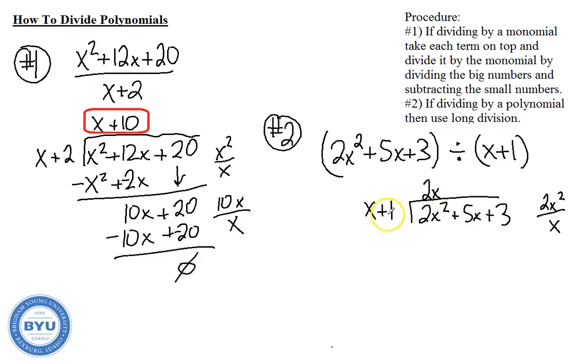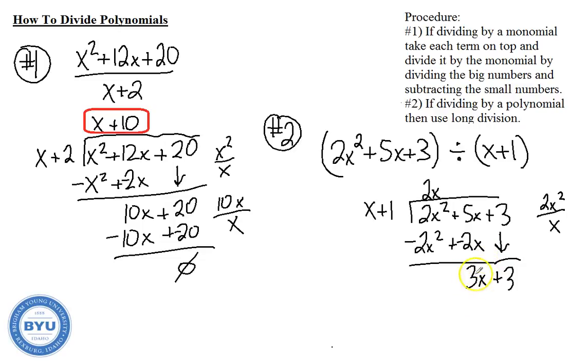We're going to multiply the 2x through our outside values. 2x times x is 2x squared. And 2x times this 1 is plus 2x. We're subtracting. When we do that, we're left with 3x, and we bring down the 3 here, so plus 3.